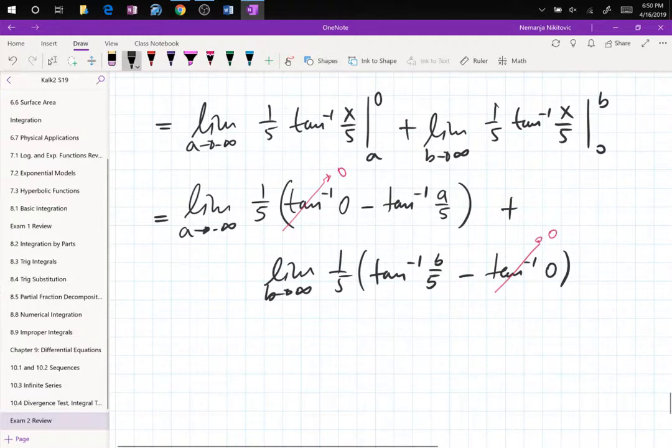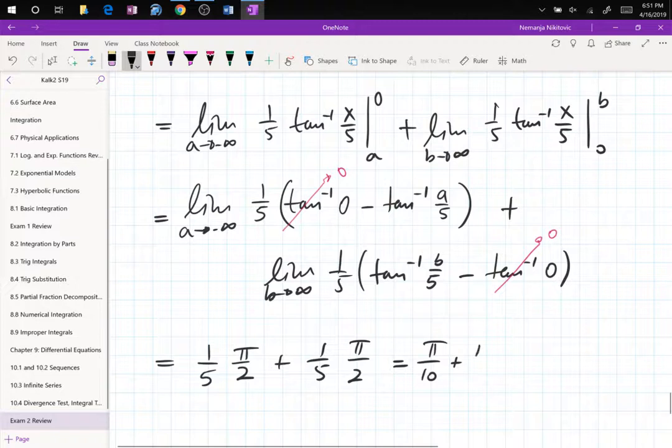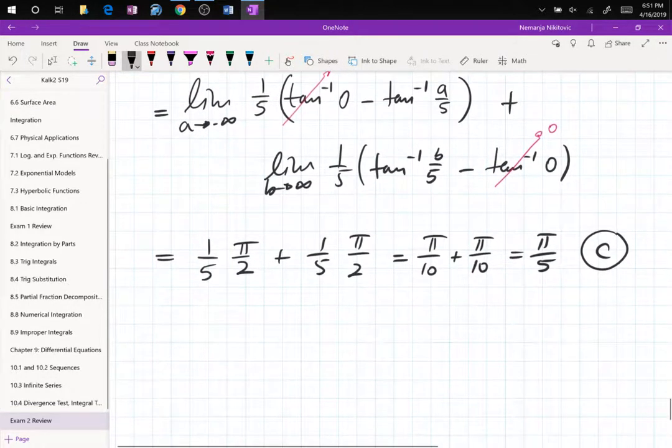So now, we plug in negative infinity, so negative and negative will cancel. What is inverse tangent of positive infinity? Pi over 2. So we have 1/5 pi over 2 plus another 1/5, and there's another pi over 2 here. So this is pi over 10 plus pi over 10, which is pi over 5. It converges. Excellent.